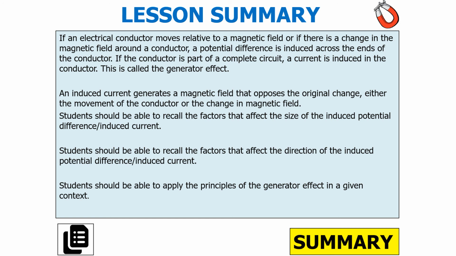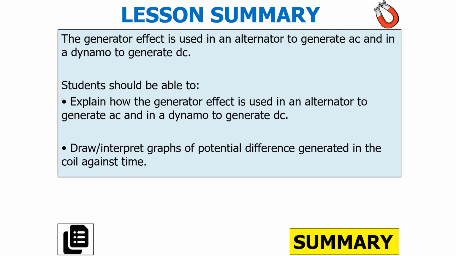You should be able to recall the factors that affect the size of the induced potential difference or induced current, and recall what affects the direction of the induced potential difference or induced current. And you should be able to apply the principles of the generator effect to many different examples. You should be able to understand the generator effect used in an alternator to generate AC and in a dynamo to generate DC, and explain how it is used, whilst interpreting graphs of potential difference against time.